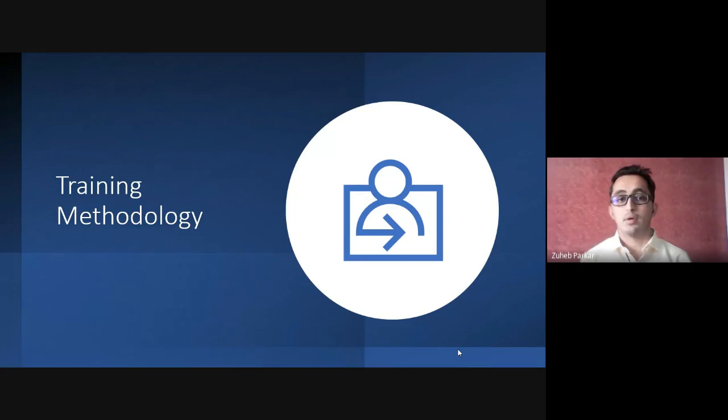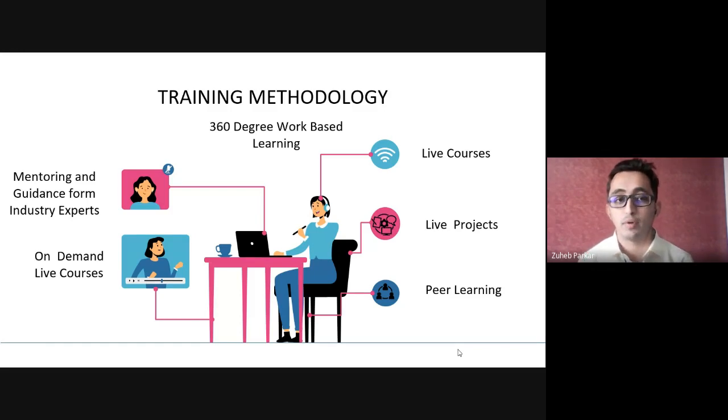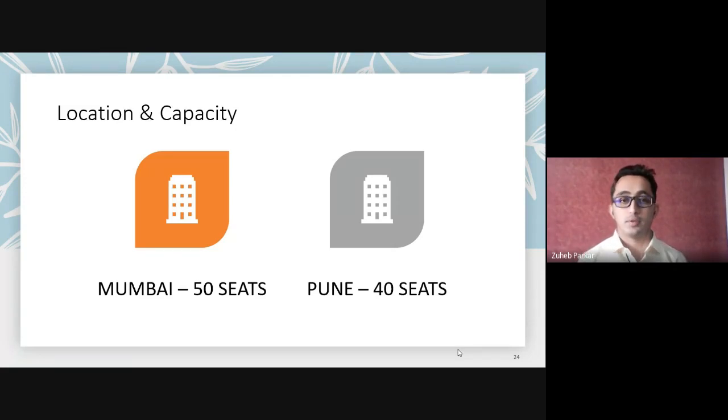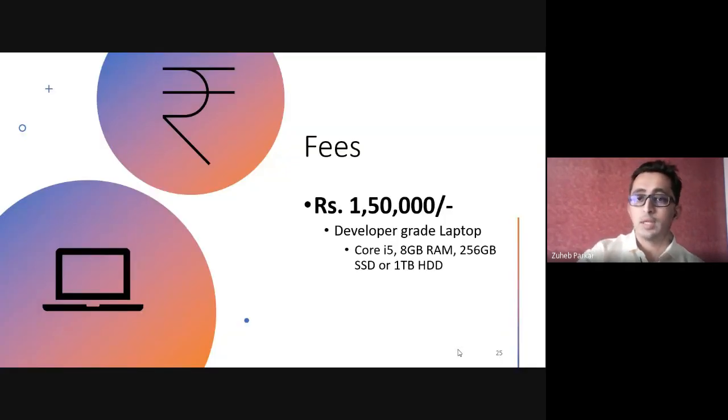Then further, I'll be going into the training methodology for the students. As I said, they'll be getting mentoring and guidance. Firstly, they'll be getting on-demand live courses, then peer learning, live projects, live courses, mentoring and guidance from various industry experts in our organization. The location and capacity of this course is: we have 50 seats in Sea Woods, Navi Mumbai, and 40 seats in Pune. Both are at our office itself, where they'll be learning as well as undergoing the live project and training. The fees for the course is ₹1,50,000.